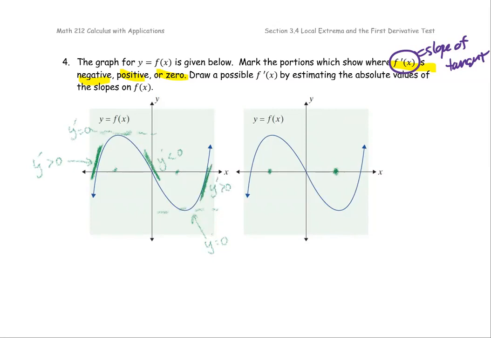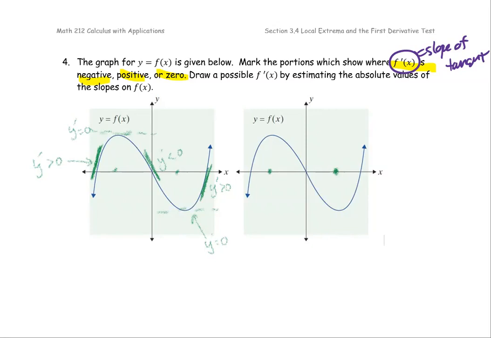Back to the problem: mark the portions which show where f prime is negative, positive, or 0. We already marked it: where the graph is rising, the slope is positive, or y prime is positive. Where the graph is falling, the slope is negative, or y prime is negative, and y prime is 0 for the horizontal tangent. Then in the second graphing area here, I'm going to draw the possible f prime.